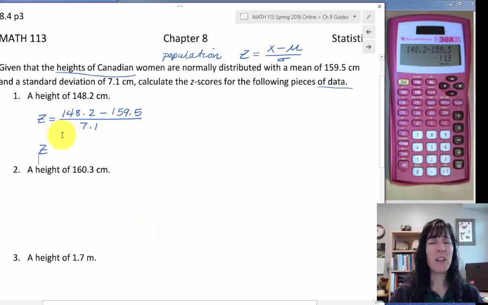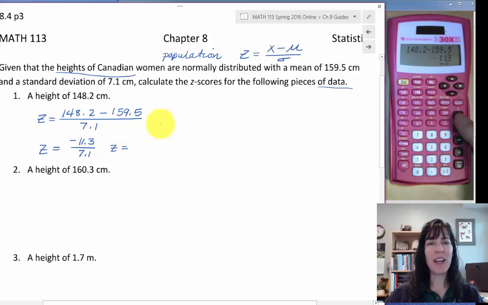And should it really be negative? Yes, remember we can have z-scores that are negative or to the left of the mean. So it's just saying this person's height is less than average, and the average is 159.5. It looks like it is less than average. So that doesn't really surprise me that we got a negative. So I'm just going to write down an intermediate step, negative 11.3 divided by 7.1.